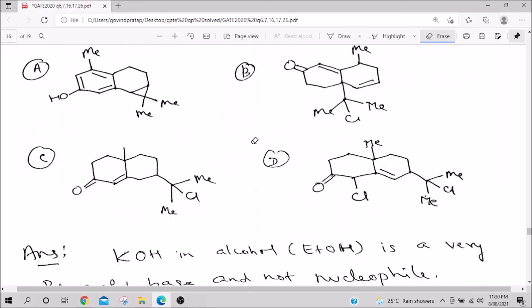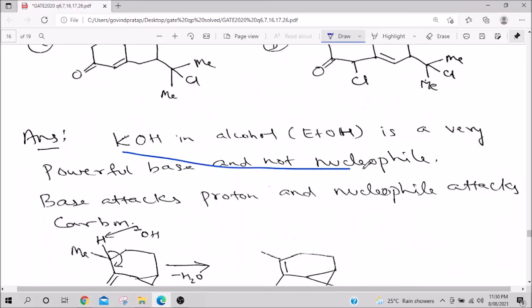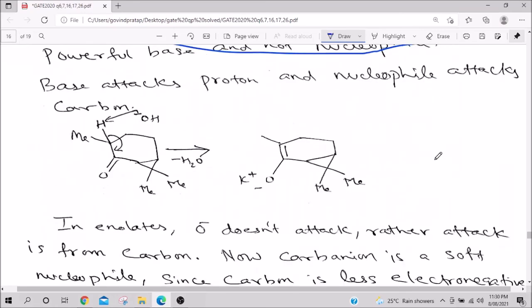So, let us go and look at it. There is no point in just seeing the molecules, it is very tough to understand from the reactant to the products given in the choices. So, first thing is KOH is a powerful base, so it will take away a proton which is acidic. Which will be the acidic proton? Any hydrogen alpha to CO will be acidic.